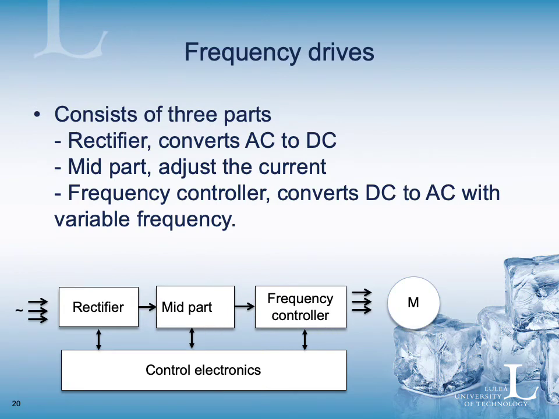You have first a rectifier that converts AC to DC, and if you start with the battery, meaning DC, you don't need this part. And then you have the mid part that adjusts the current, and then you have the frequency controller at the end that converts DC to AC again with a variable frequency.